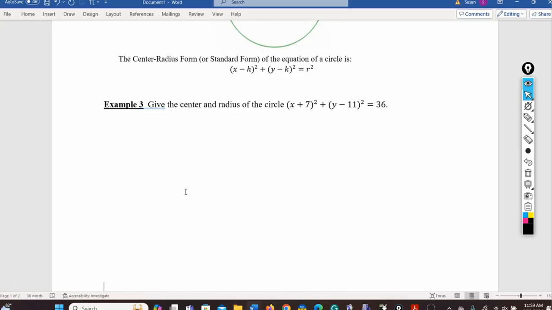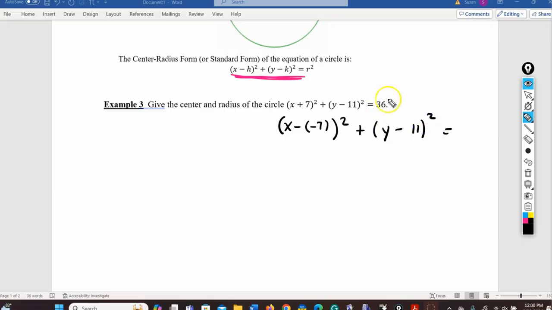All right, now they want the center and the radius. Now this is where students will make a mistake. They'll read this off and they'll say, oh, okay, h is 7 and k is -11 and the center is 7, -11. That is wrong. It has to be in this form. So this needs to be rewritten. It has to be x minus. And so x plus 7 is the same thing as x minus -7 all squared. And then y minus k, so I don't need to change the next one.